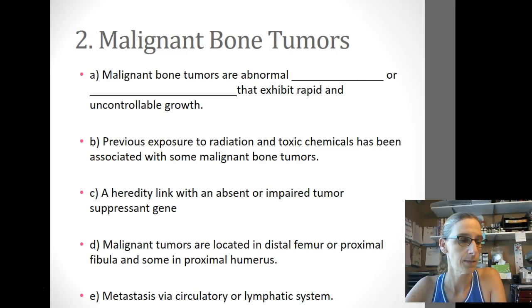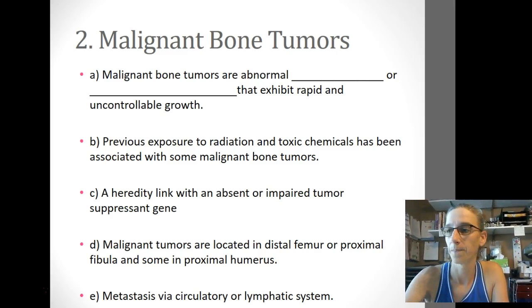All right, now, malignant bone tumors. Malignant tumors are either primary or secondary. A primary starts in the bone. A secondary is where the cancer originates in another location of the body, you know, lung, breast, kidney, and then travels to the bone. So malignant bone tumors are abnormal osteoblasts, which are cells that make bones, or myeloblasts, which are marrow cells that exhibit rapid and uncontrollable growth. All right, so previous exposure to radiation and toxic chemicals has been associated with some malignant bone tumors, as well as a hereditary link with an absent or impaired tumor suppressant gene.